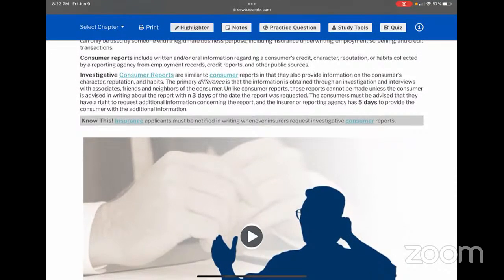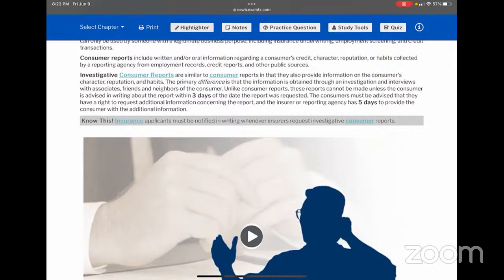Investigative consumer reports are similar to consumer reports in that they also provide information on the consumer's character, reputation, and habits. The primary difference is that the information is obtained through investigation and interviews with associates, friends, and neighbors of the consumer. Unlike consumer reports, these reports cannot be made unless the consumer is advised in writing about the report within 3 days of the date the report was requested.